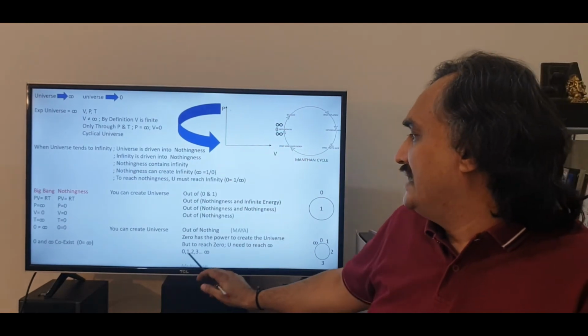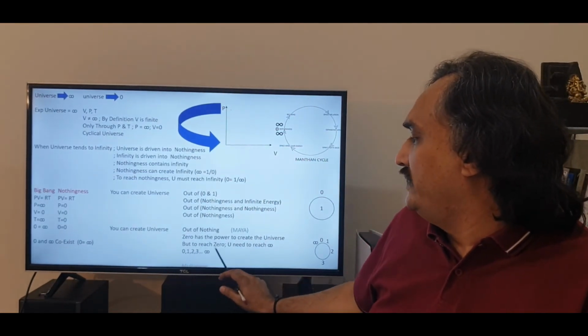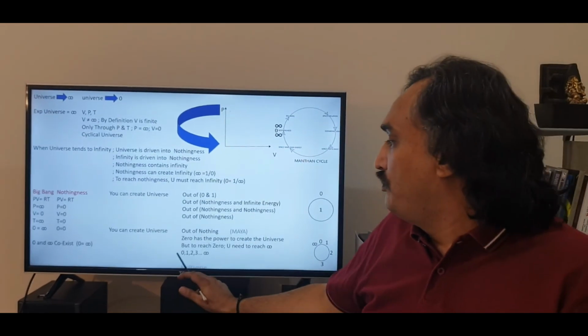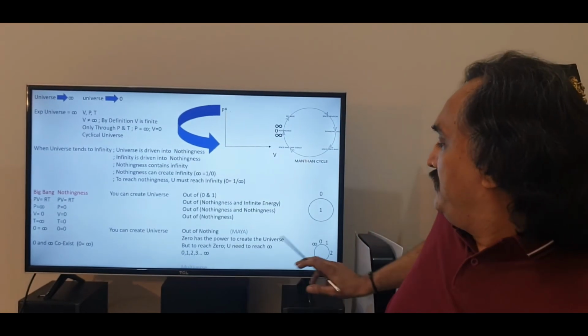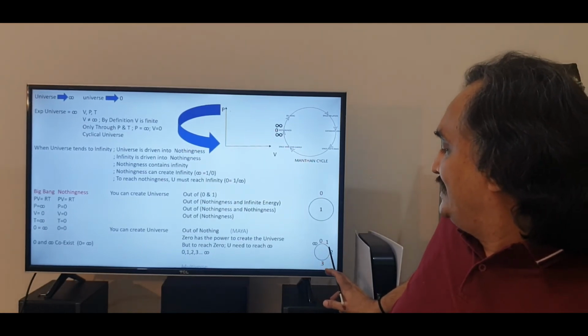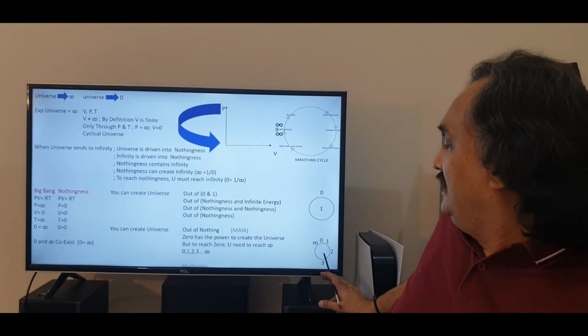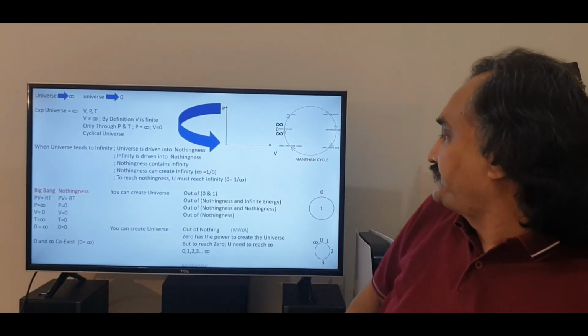Now, one may say that when you write something like this, 0, 1, 2, 3, infinity, how can 0 be equal to infinity? When you put that in the linear sense, of course it is not equal to infinity. But when you put it as a cyclical term, since the universe is cyclical, when the universe tends towards infinity, this universe is tending towards 0.